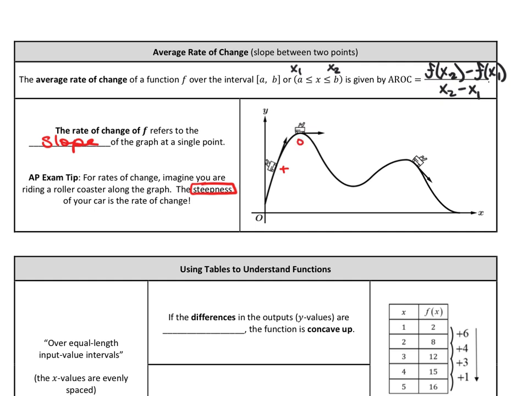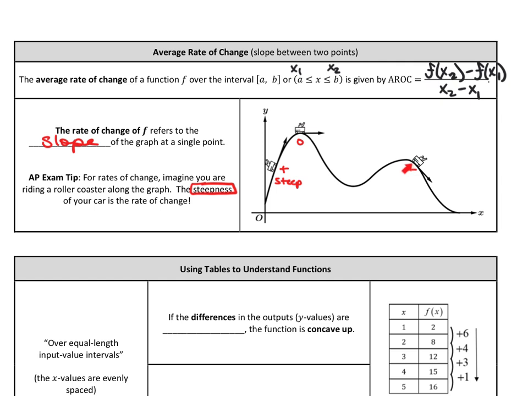At the other part of the roller coaster right here, what kind of slope do you have? A negative, because that part of the graph is decreasing. Now, of those 3 points, which one is steepest? The positive one. This is the steepest, so you would have, absolute value-wise, the largest number representing that slope. Because the one that's negative would be less steep.